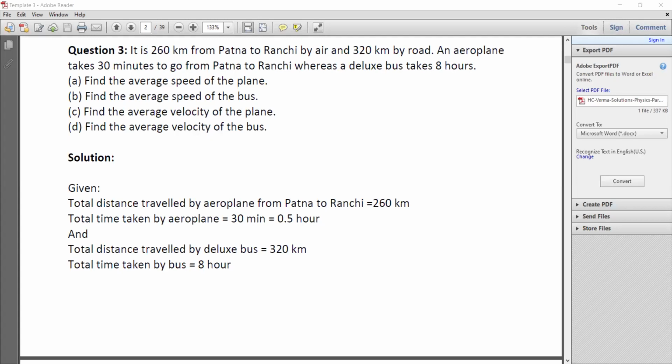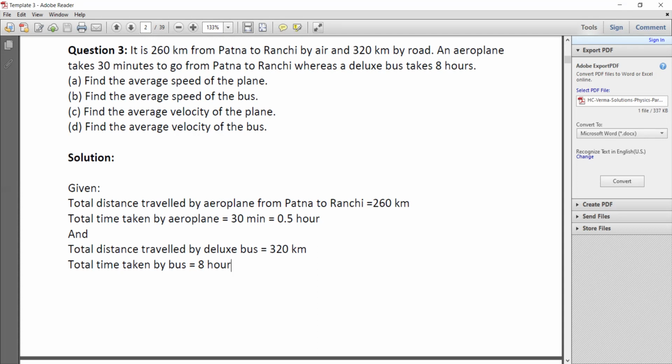Question 3. It is 260 kilometers from Patna to Ranchi by air and 320 kilometers by road. An airplane takes 30 minutes to go from Patna to Ranchi, whereas a deluxe bus takes 8 hours. A. Find the average speed of the plane. B. Find the average speed of the bus. C. Find the average velocity of the plane. D. Find the average velocity of the bus.